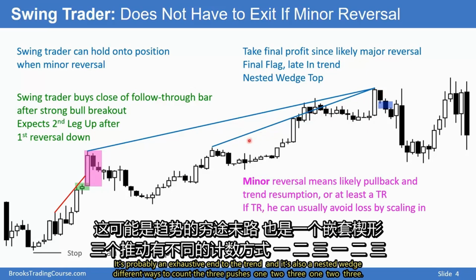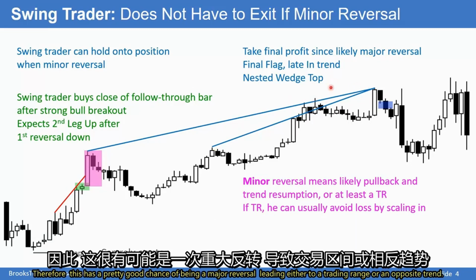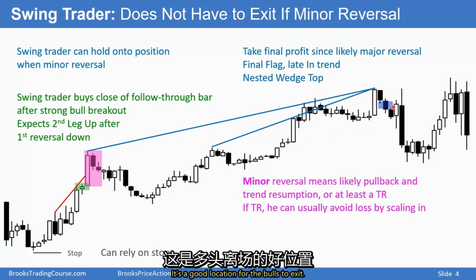And it's also a nested wedge. Different ways to count the three pushes. 1, 2, 3. 1, 2, 3. Therefore, this has a pretty good chance of being a major reversal, leading either to a trading range or an opposite trend. It's a good location for the bulls to exit.